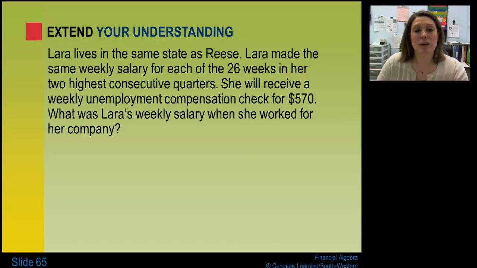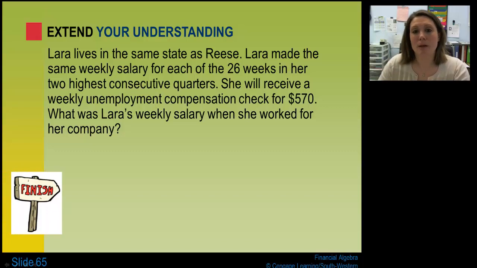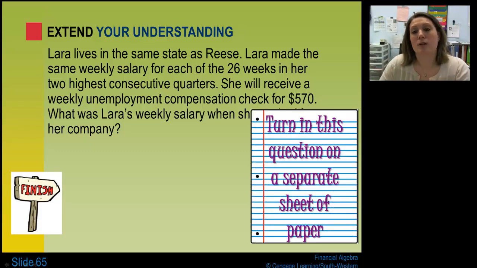And the extend your understanding. Lara lives in the same state as Reese as well. Lara made the same weekly salary for each of the 26 weeks in her 2 highest consecutive quarters. She will receive a weekly unemployment compensation check for $570. What was Lara's weekly salary when she worked for her company? So this question also is a little bit harder, but you can do it. You need to finish this in your notes and turn it in on a separate sheet of paper, please.